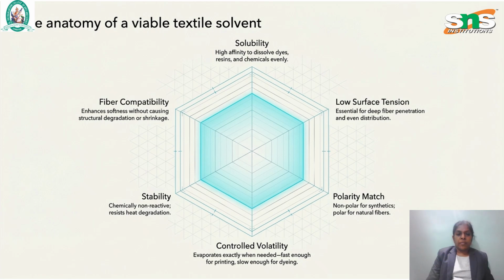Now, when you take the solvent, you cannot take every solvent. It should have a high affinity to the dyes, and the surface tension should be low. The polarity should match with the fabric and also with the dyestuff. And volatility should be low. Solvent volatility, stability, and fiber compatibility, all these things put together make the particular solvent a viable textile solvent.